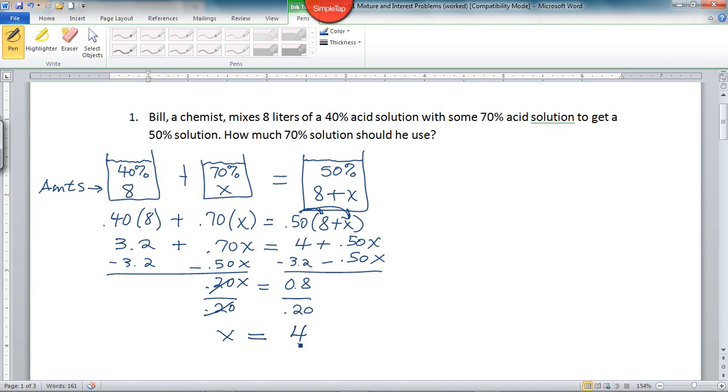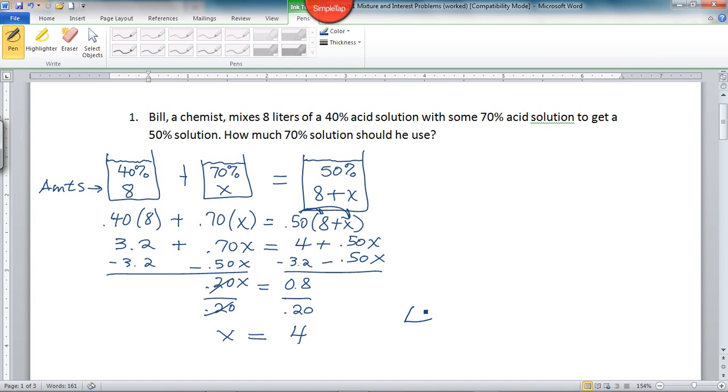All right, so we've got our equation solved. Now we just have to ask ourselves, is that the answer that we want? x is 4. Well, x is the 70% amount. Hey, that is what I'm seeking here. So the answer is the 4.